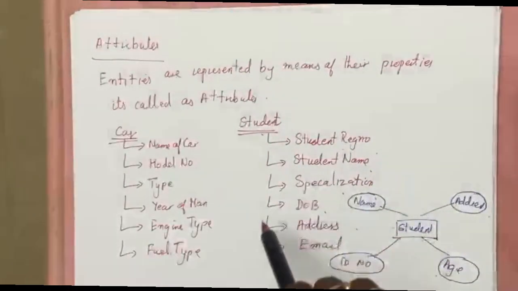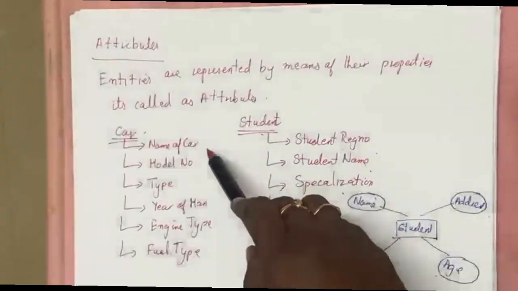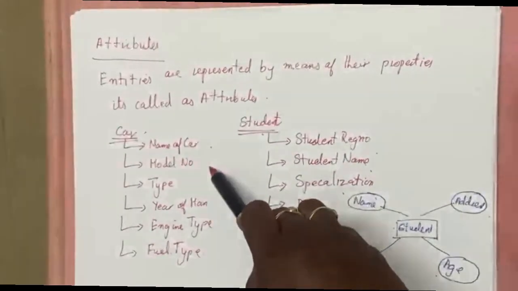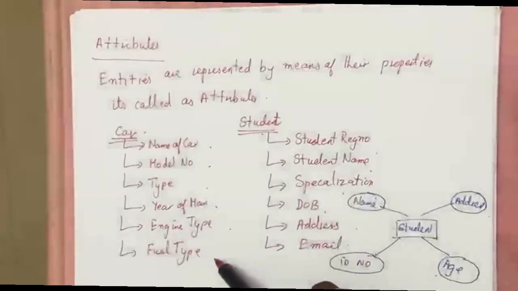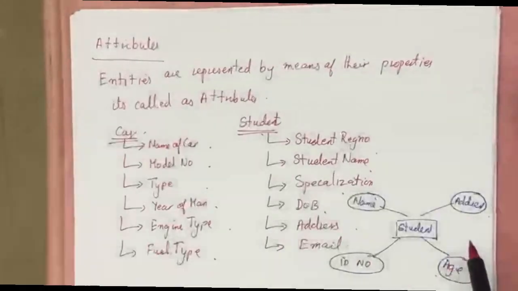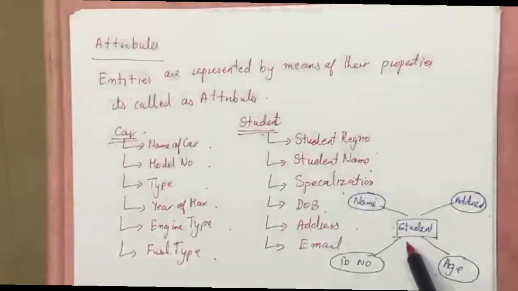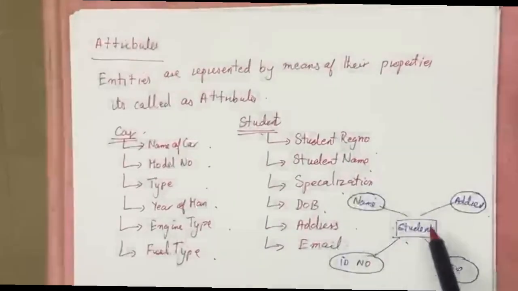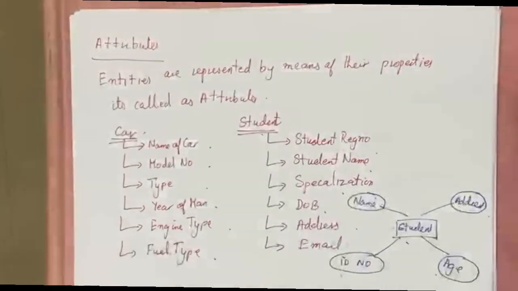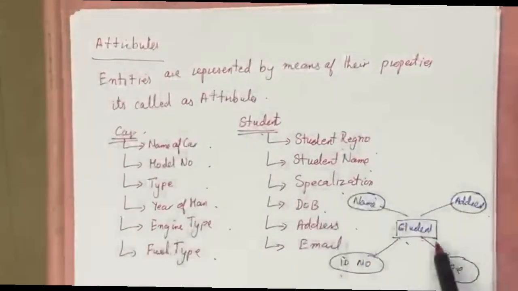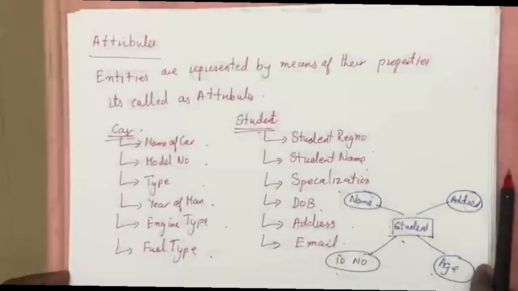In case of attributes, for a car entity, the attributes that are part of it are the name of the car, model number of the car, type of the car, year the car was manufactured, the engine type, and the fuel type. So in case I want to represent it as a diagram, student is an entity which I will represent in a rectangle box, and all the attributes are represented in elliptical boxes, connected through a straight line. Attributes are nothing but the properties of an entity.